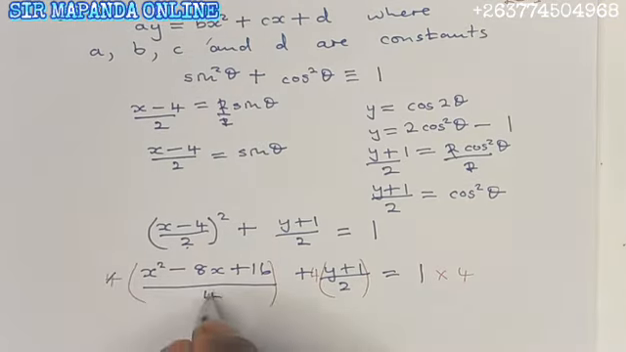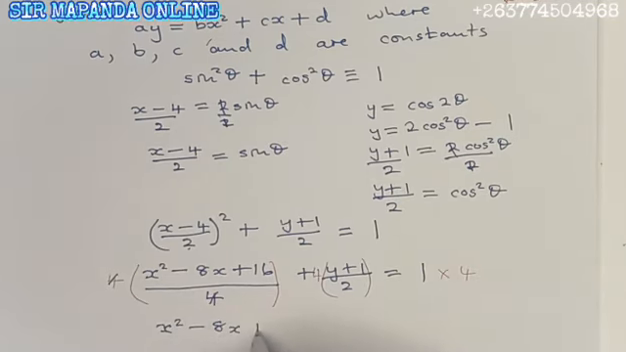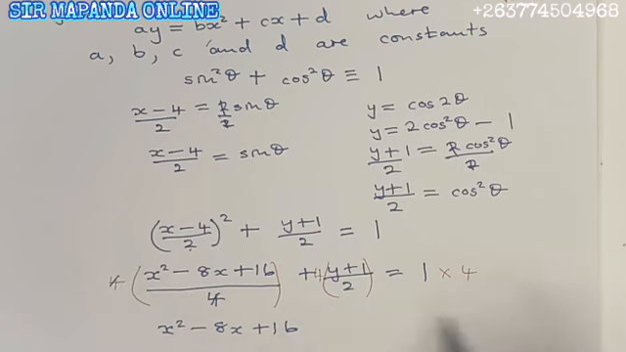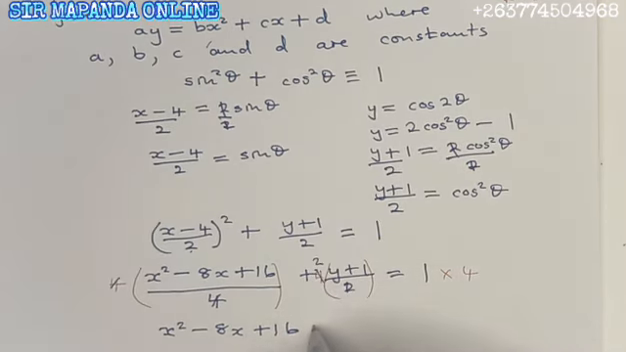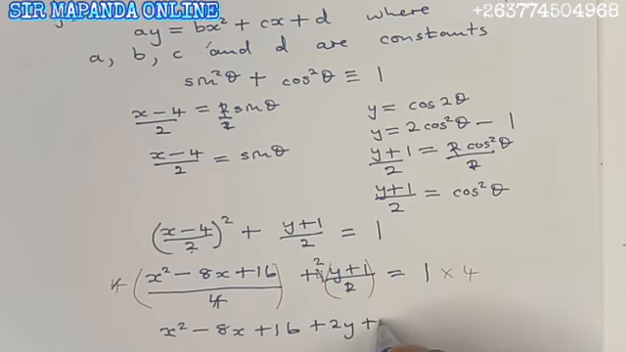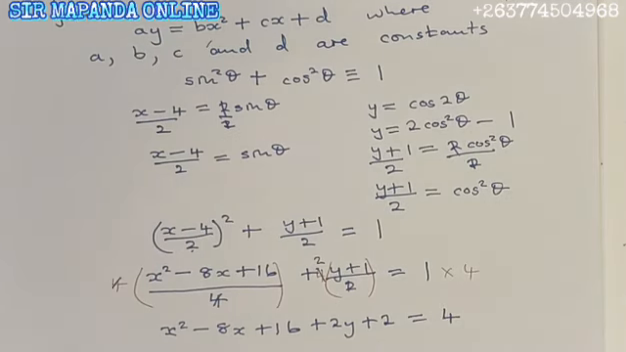So 4 and 4 cancel off each other. You'll be left with x squared minus 8x plus 16. Then 2 into 4, you get 2. 2 times y, you get 2y. Then 2 times 1, you get 2. 1 times 4 on the right gives you 4.